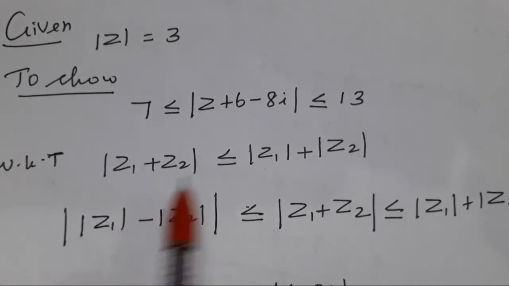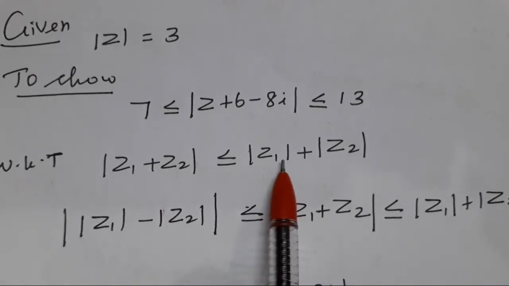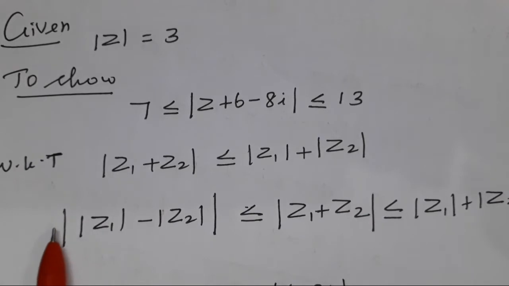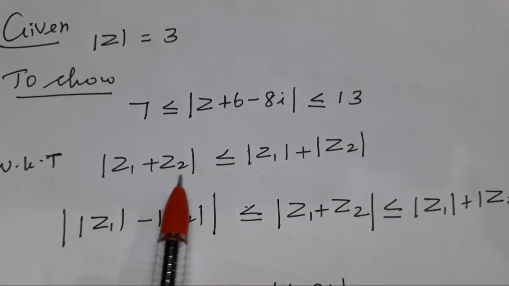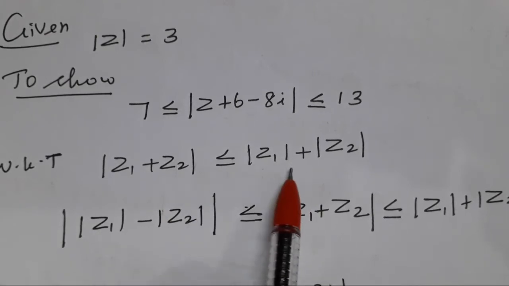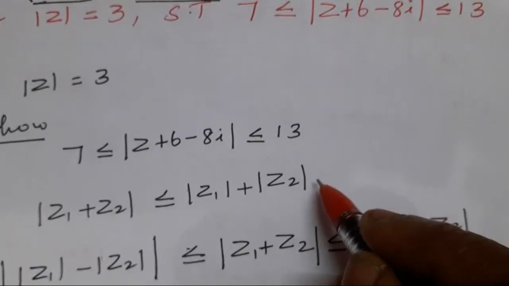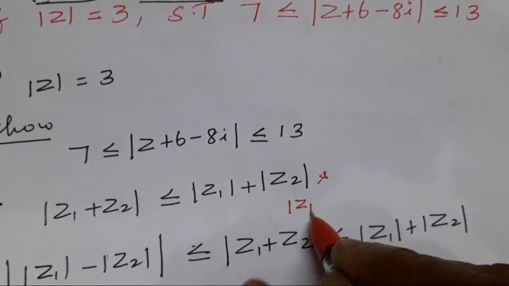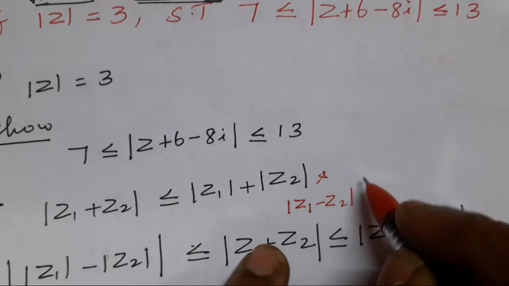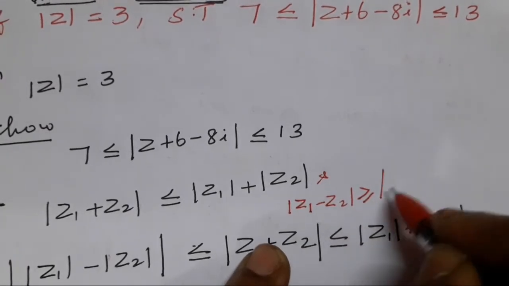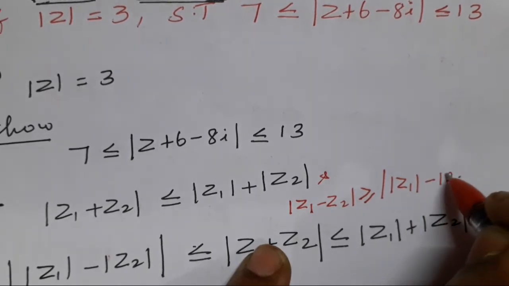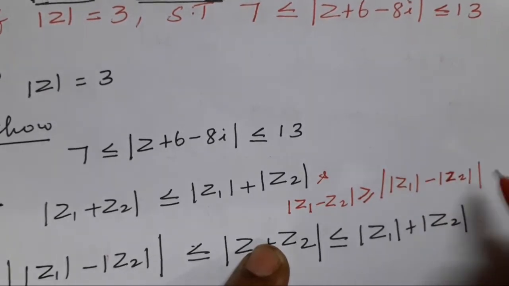Modulus of z1 plus z2 is less than or equal to modulus of z1 plus modulus of z2. Similarly, modulus of z1 minus z2 is greater than or equal to the double modulus of modulus of z1 minus modulus of z2, the whole modulus.